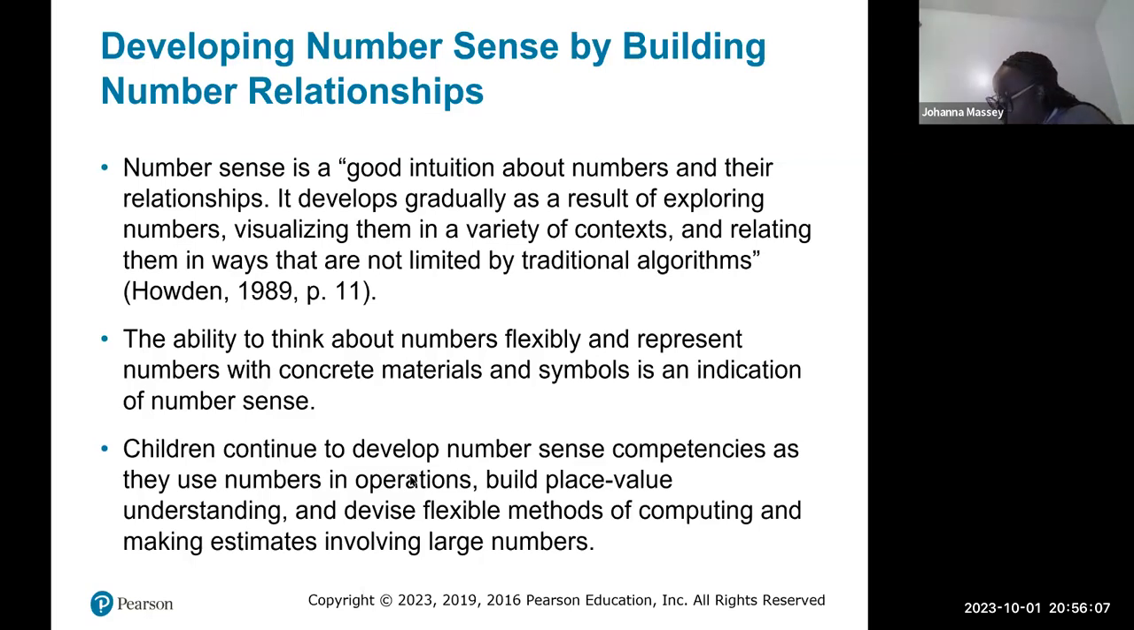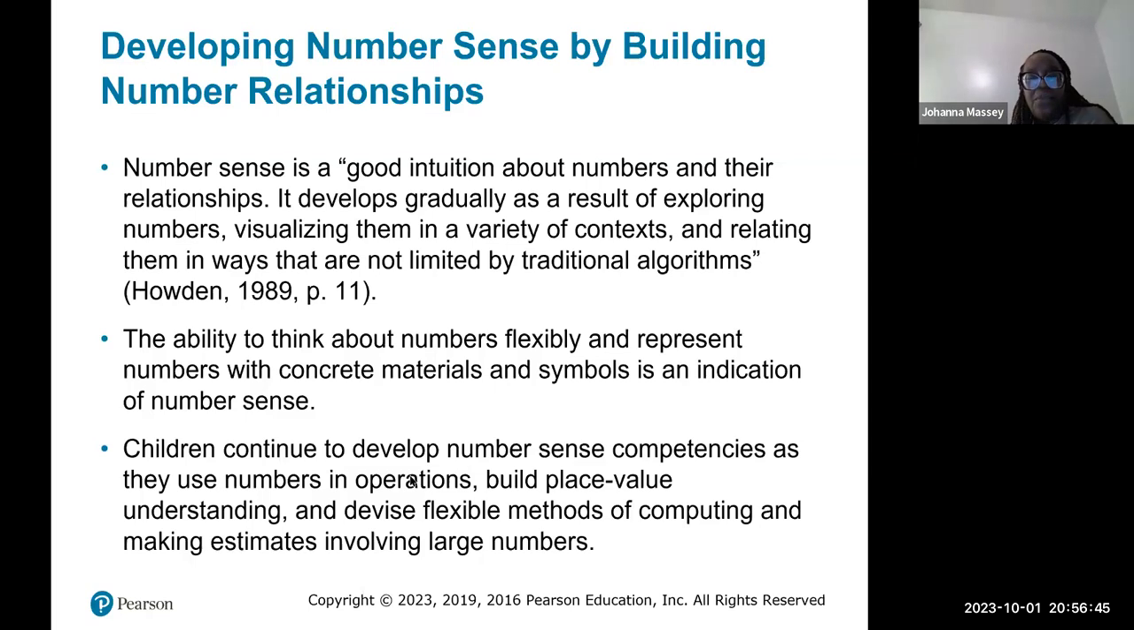And when you have students who are still counting, like you're doing 5 plus 1 and they count from 5 again, well, your fingers are a natural manipulative. But when you're in 4th, 5th grade and they're still doing it, they don't have number sense. So that's a problem. The ability to think about numbers flexibly and represent numbers with concrete materials and symbols is an indication of number sense. Numbers and symbols, and they have to be flexible.